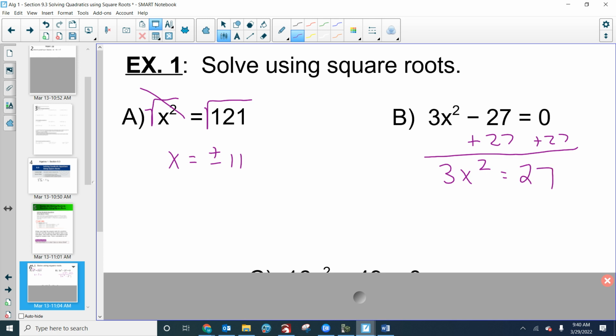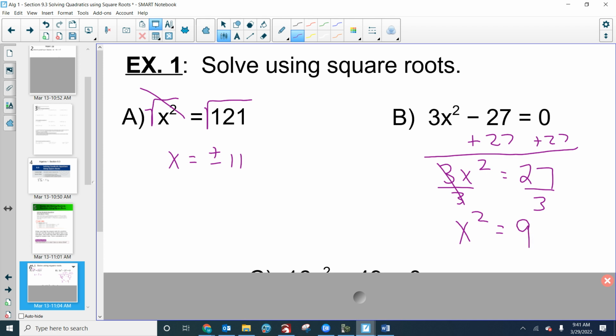Okay? Now, am I ready to square root yet? No. Alexis, why not? What's in front of the x? How do I get rid of that 3? Isn't it 3 times x squared? So how do I get rid of it? Divided by 3 on both sides. Now I get where I started the other problem. x squared equals what? 9.